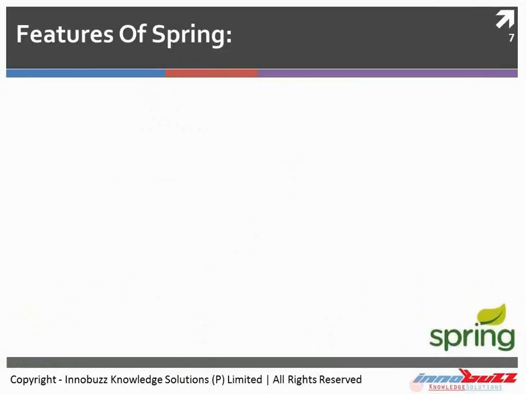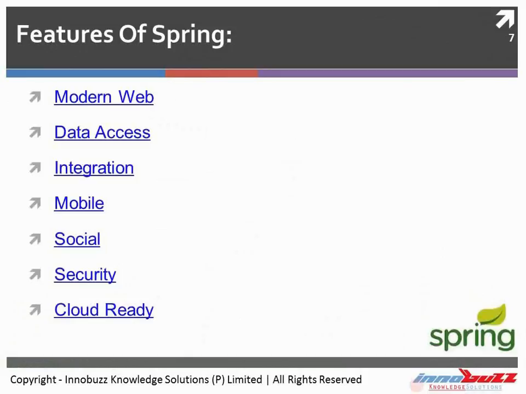Let's see some of the features of Spring. These are the features. Modern web. It means complete support for modern applications including REST, HTML5, conversation and Ajax. Data access supports traditional RDBMS as well as new NoSQL solutions, which include map reduce frameworks and cloud-based data services. Integration, enterprise orchestration and adapters for distributed applications, asynchronous message-based applications and batch applications.